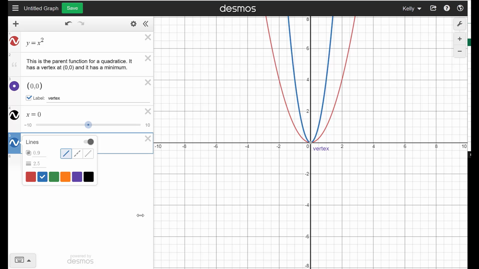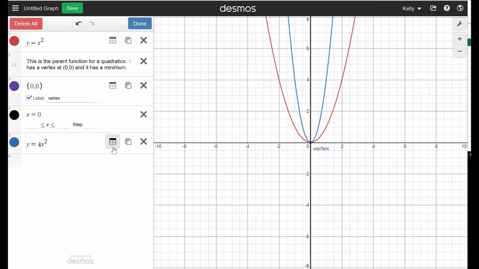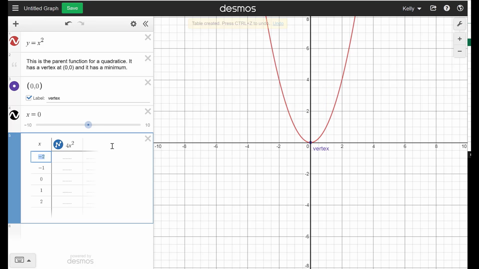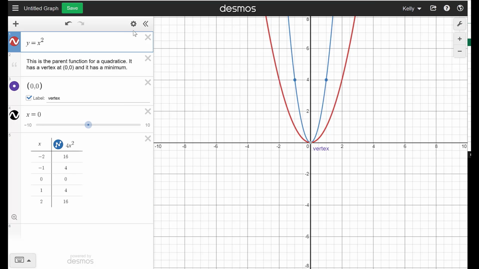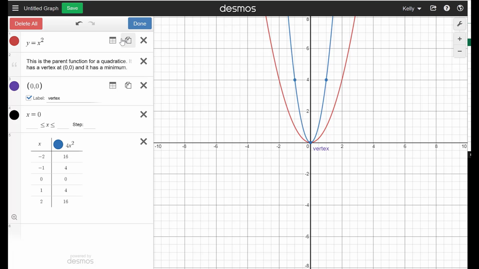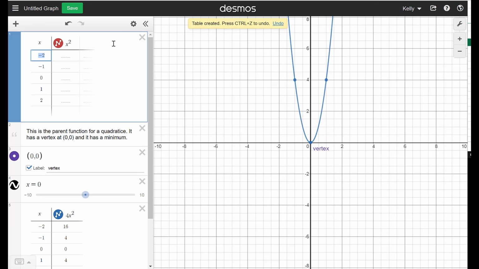And let's look at what the table of values does for that. So let's just take a look because I'm curious too. All right, so we've got our values here of -2, 16, -1. You can see how it's a vertical stretch, but let's put a table in for the y equals x squared as well, so you can see that one. These are the points, -2, 4. So look at the points and how it stretches, it's vertically stretching.